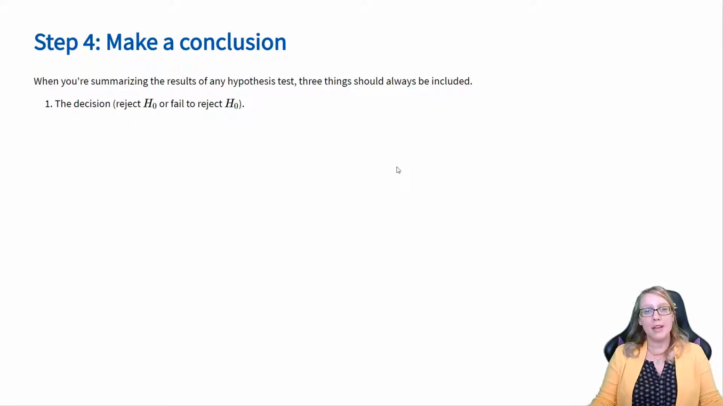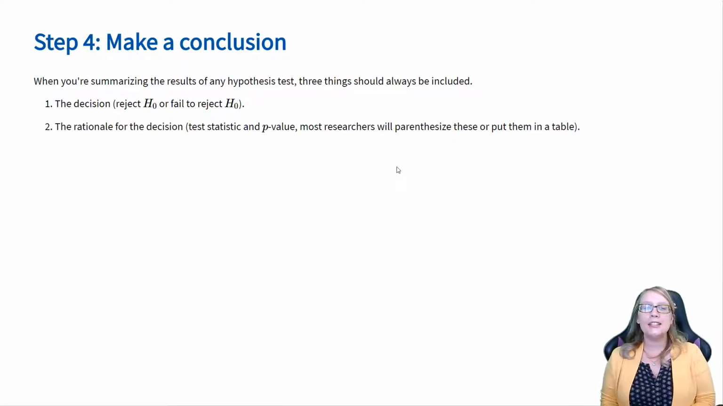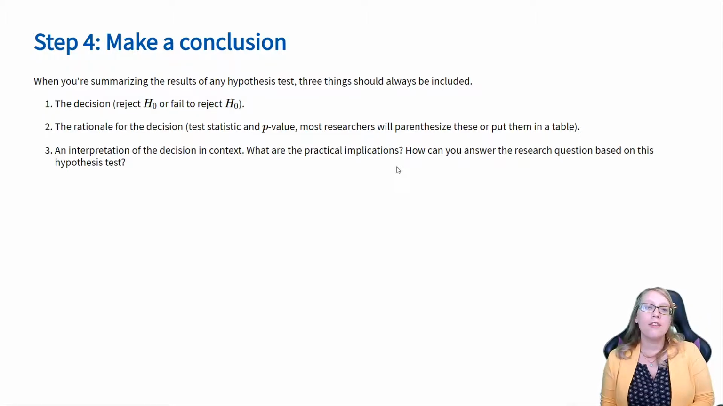So the final step in a hypothesis test is to make a conclusion, and there are a few things that always will need to be included in that. Our decision is probably the most important thing, so whether or not we're rejecting or failing to reject the null hypothesis. I'd also like to see your rationale for this. So why are you making this decision? This refers to things like your test statistic, especially your p-value. It's usually sufficient to just put these in parentheses or state them outright. And then finally, we want to include an interpretation of the decision in context.